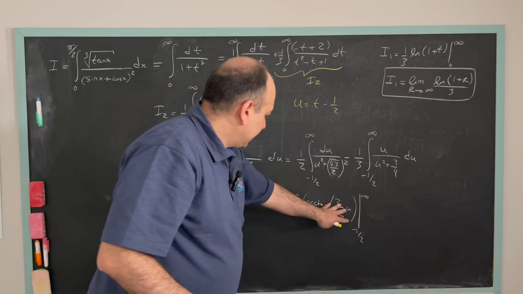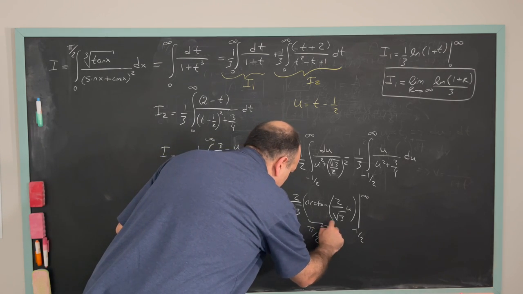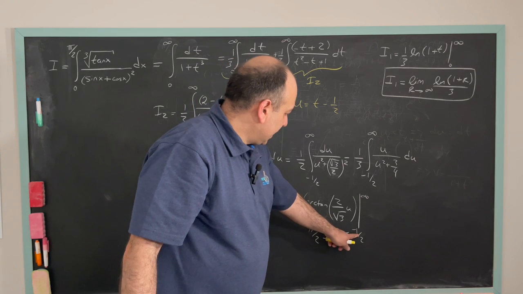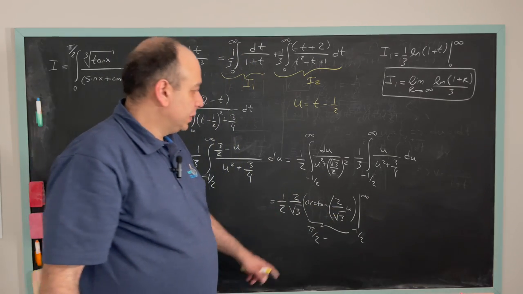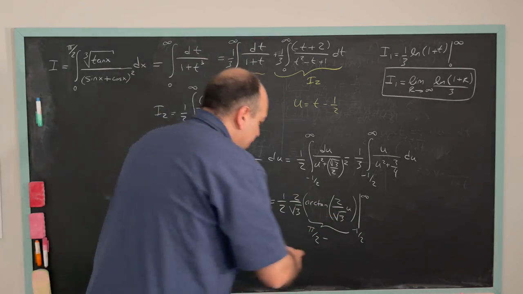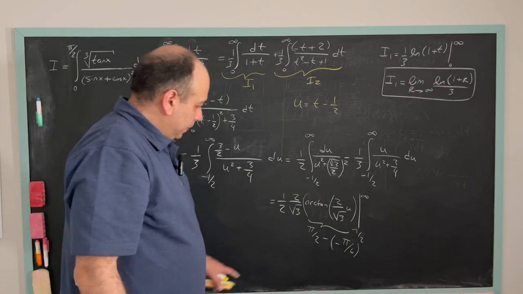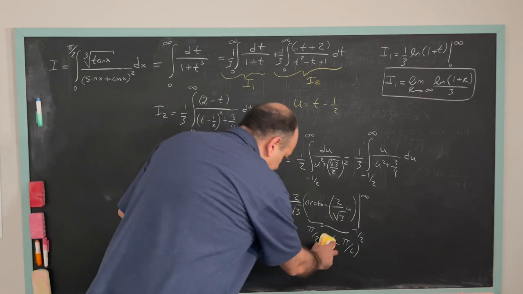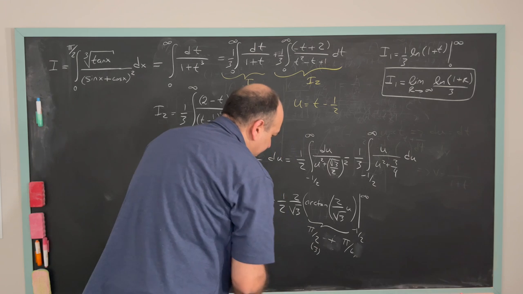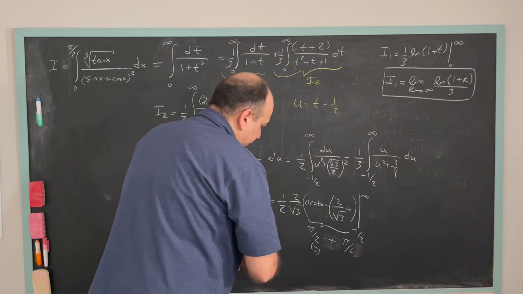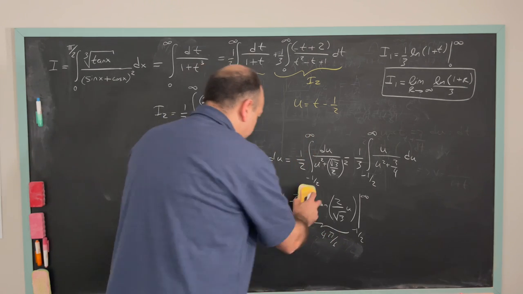When u goes to infinity, arctangent of infinity goes to pi over 2. So this is equal to pi over 2 minus. When u goes to minus 1/2, we will have arctangent of minus 1 over square root of 3. What is arctangent of minus 1 over square root of 3? It's nothing but minus pi over 6. So when we insert that, this is going to be plus here, so you can equate the denominators. It's going to be 3 pi over 6, so you'll have 4 pi over 6 here.